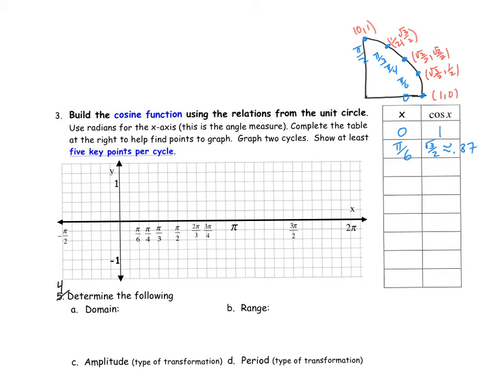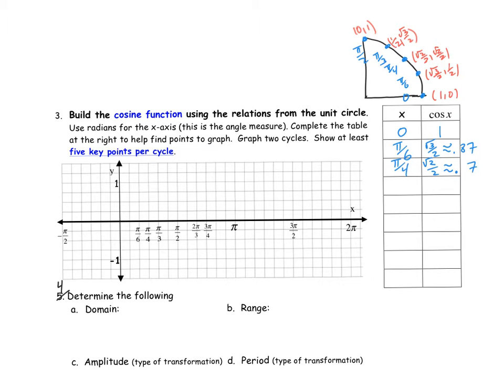We're going to move to the next point on the unit circle. That angle is pi over 4 right here. The x coordinate of pi over 4 is rad 2 over 2. So let's fill that in. So we've got pi over 4. Cosine of pi over 4 is rad 2 over 2, and that's approximately 0.7.